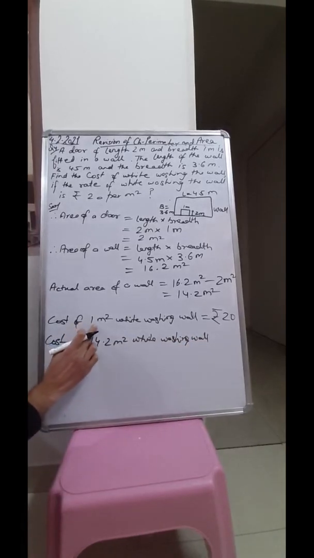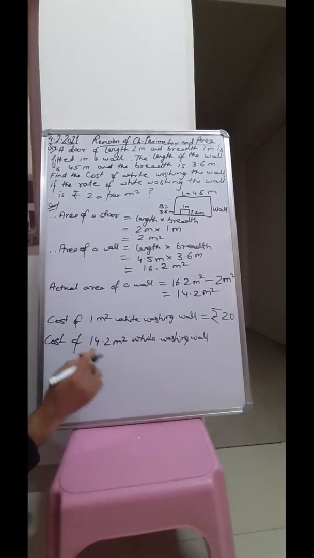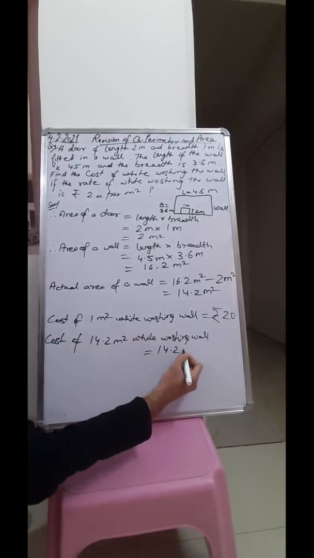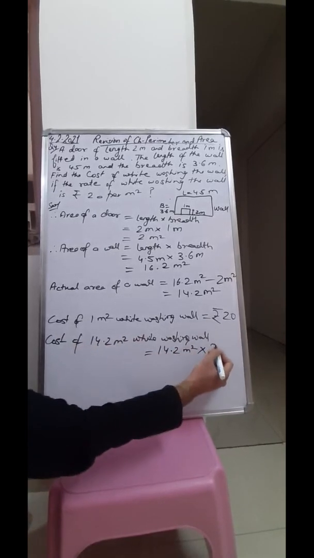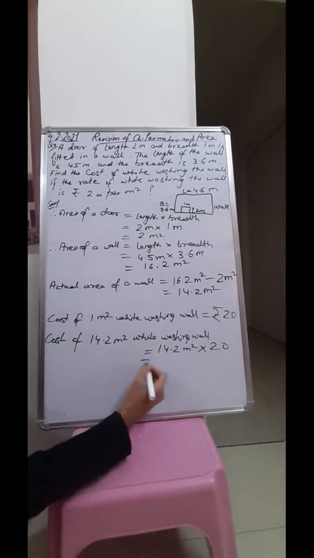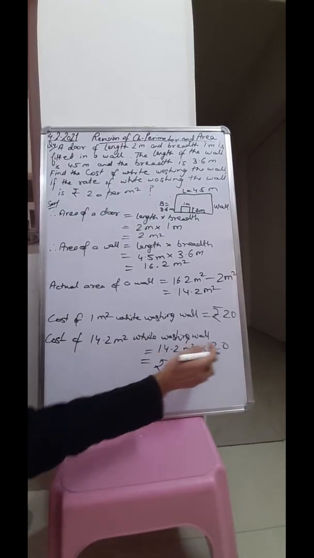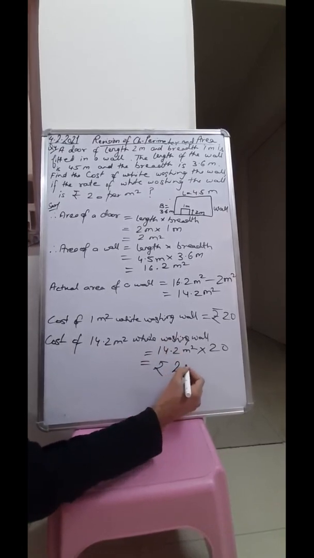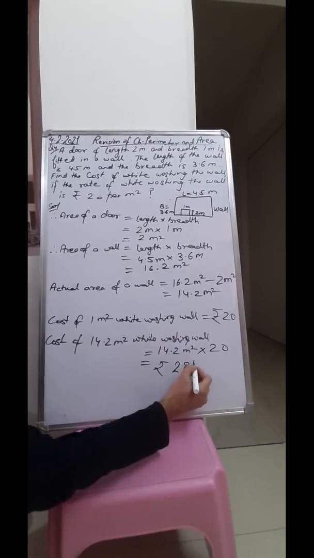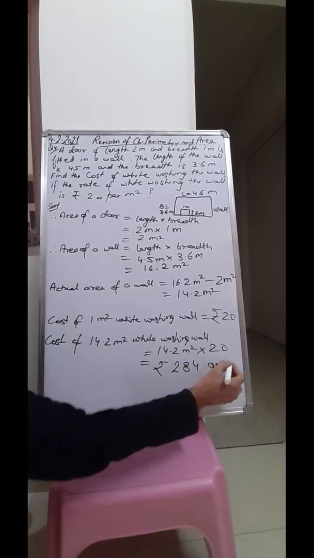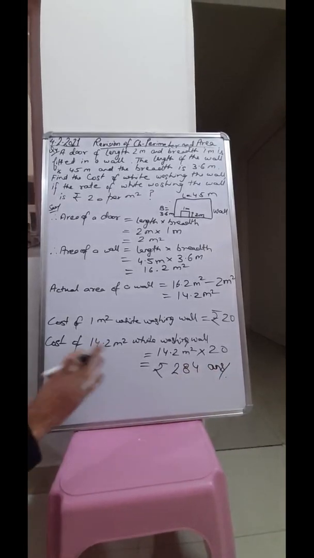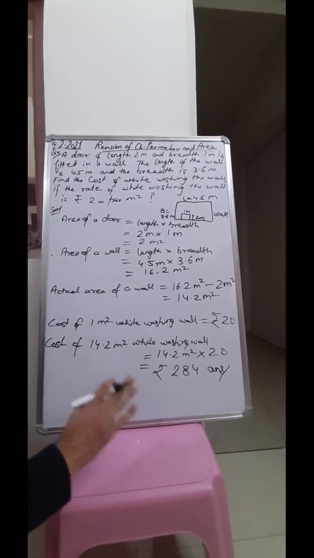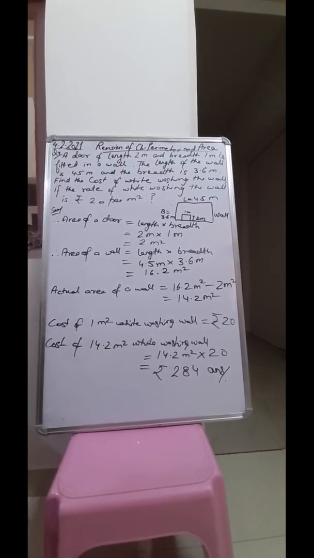If the cost of 1 meter square is rupees 20, what will be the cost of 14.2 meter square? That means 14.2 meter square will get multiplied by 20, and your answer will come in rupees. When you multiply 14.2 by 20, you will get the answer as rupees 284, and 284 is the cost of whitewashing the wall. So in this way we have to find out the cost of whitewashing the wall.